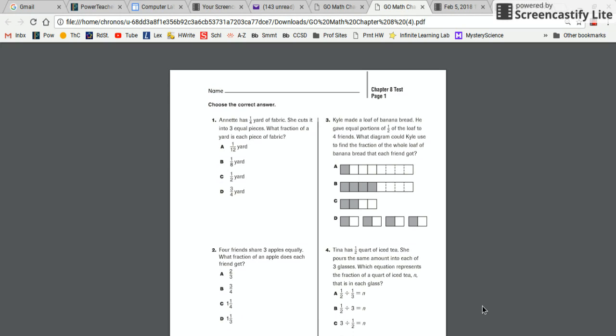A. 1/12 yard. B. 1/8 yard. C. 1/2 yard. Or D. 3/4 yard.